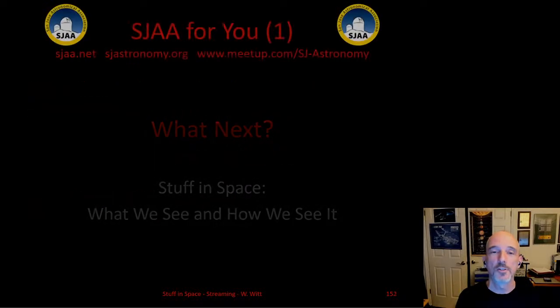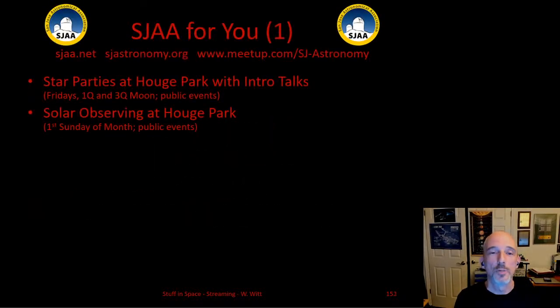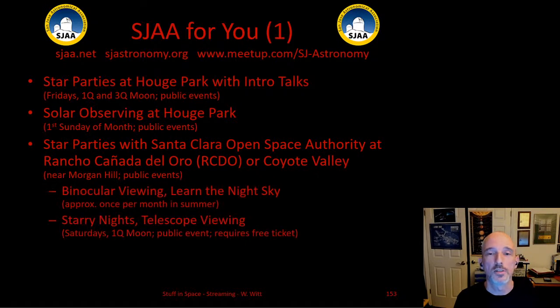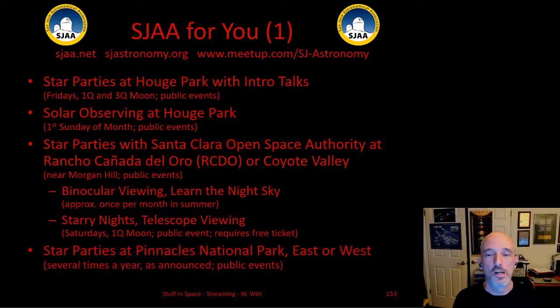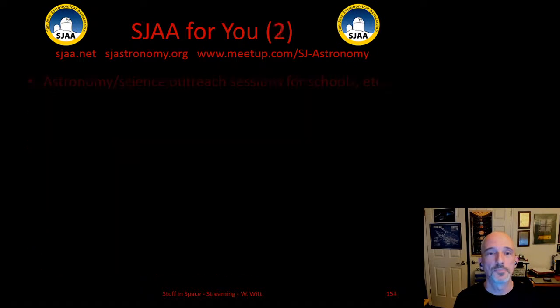All right, if you like this stuff, what would you do next? Normally we would have a bunch of star parties to offer you that would be outside. We can't do that now, but when we return to a somewhat normal life, maybe you can join us for star parties in Hoagie Park, as well as solar observing, although we do solar observing now online a little bit. We also usually have star parties at a place called RCDO. It's a nice dark sky site. Can't do that right now either, but we are offering our online armchair star parties that you can witness from your home. And ordinarily we also go out to Pinnacles National Park, which is a nice place.